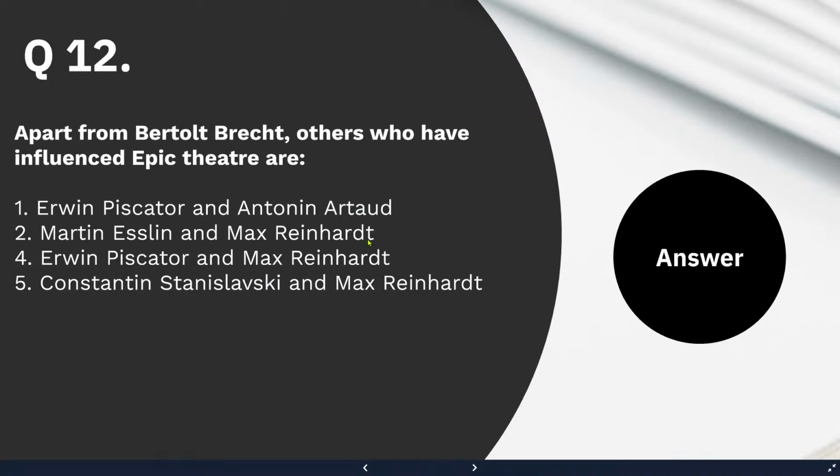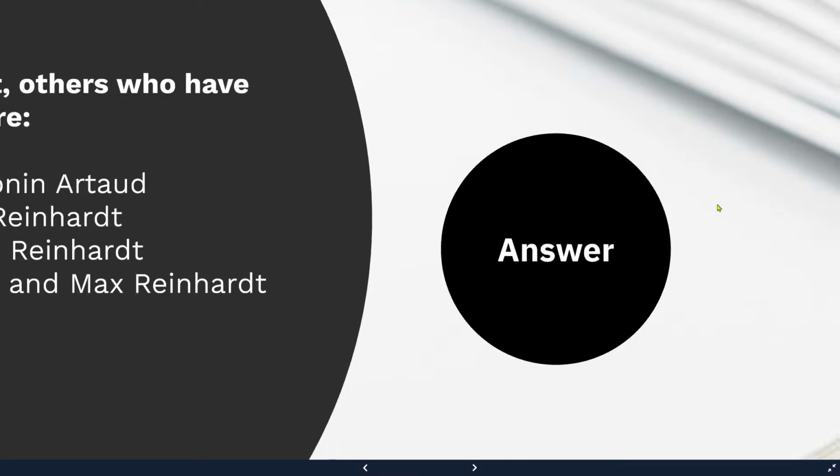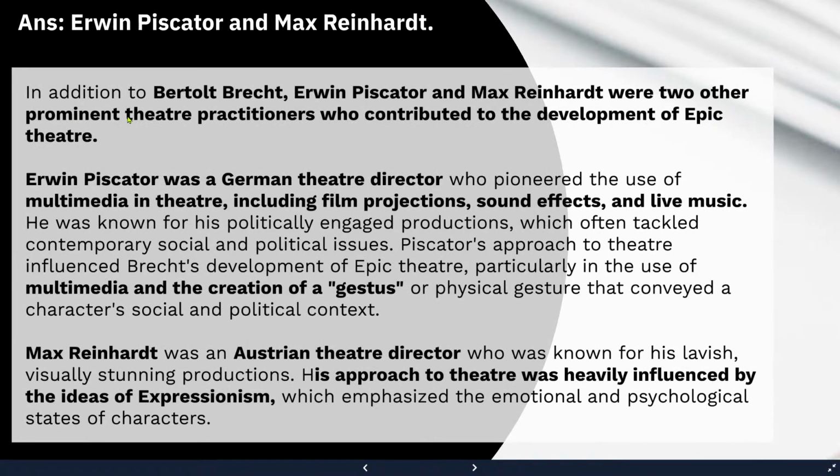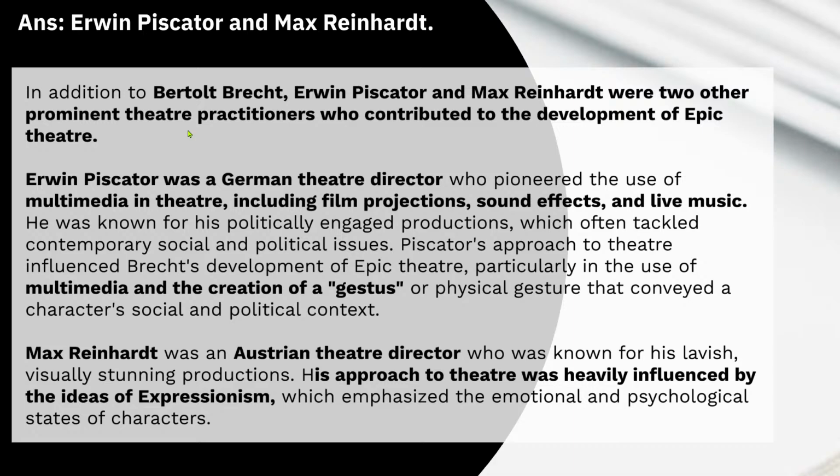But what do you think, which one is the correct option? We'll move on and see the answer. It's Irving Piscator and Max Reinhardt. So that is our answer. And why is that? We have the explanation for it. In addition to Bertolt Brecht, these two, Irving Piscator and Max Reinhardt, were two other prominent theater practitioners who contributed to the development of epic theater.